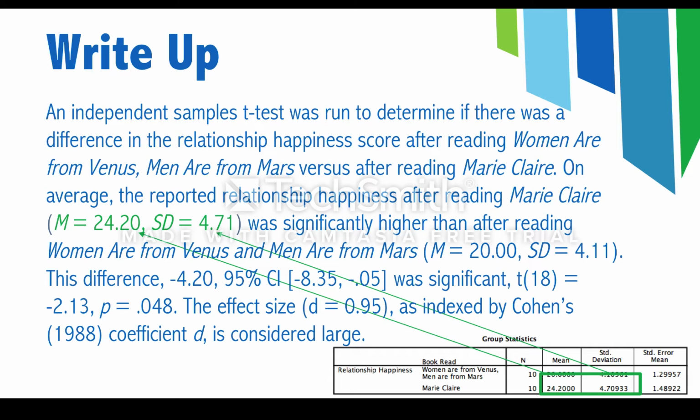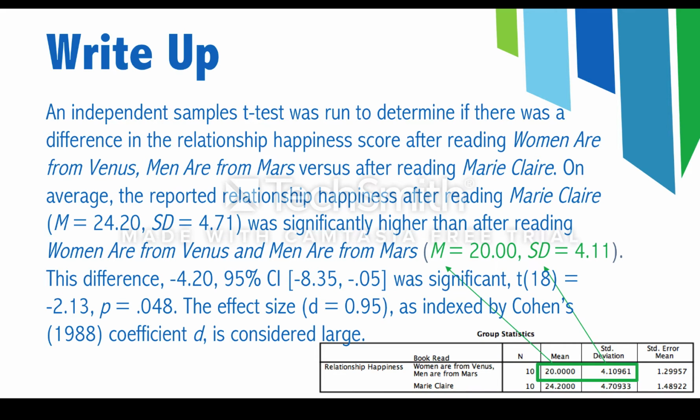Then I know that is significantly higher than after reading Women Are From Venus and Men Are From Mars, because I've used my significance value for the t-test. I know that we have significantly higher results. And now I have to write the mean for my Women Are From Venus and Men Are From Mars category. So I say M equals 20.00, standard deviation 4.11.